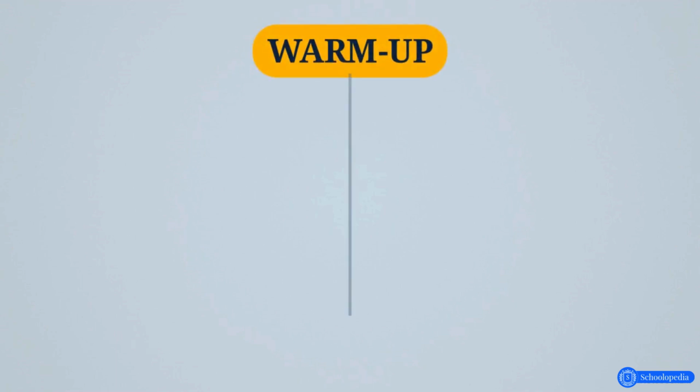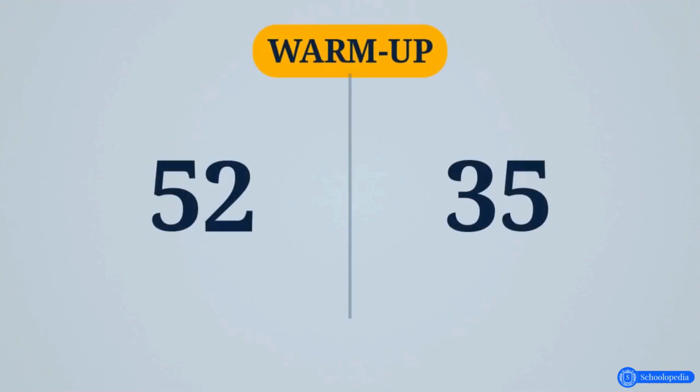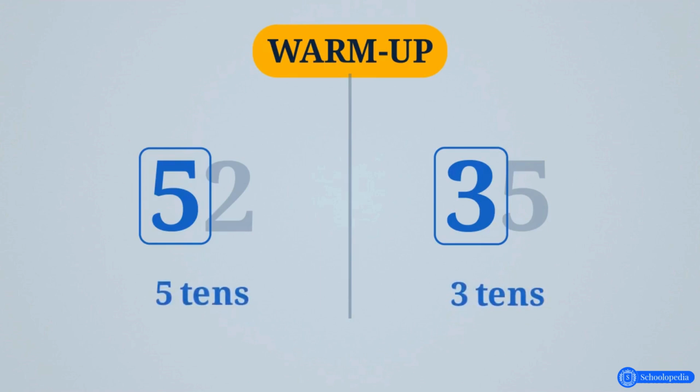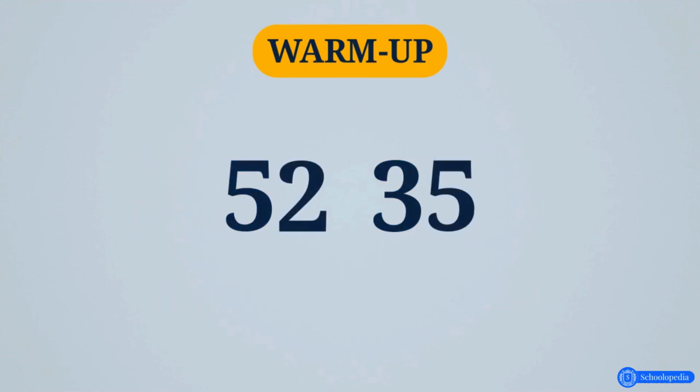Let's start the warm-up. Look at this split screen comparing 52 and 35. We find the heavier side quickly by checking the largest place value first. 5 tens carry more weight than 3 tens. That gives a clear answer. 52 is greater than 35.